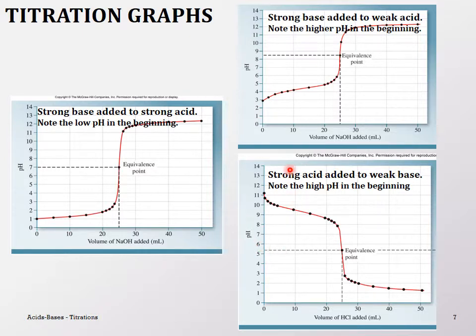So the graphs for strong acid-base and all of these titrations differ, and you should be able to recognize, looking at the titration curves, which graph belongs to which titration.